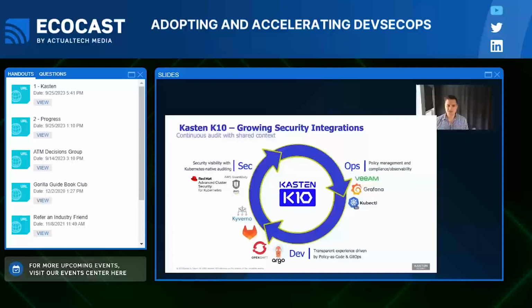So here's our DevSecOps. I didn't mention this in the beginning, and in case everybody on the call doesn't know, DevSecOps is a culture. It is not just a product. You can't buy DevSecOps. I wanted to lay that out here, but Kasten fits in nicely into the picture of DevSecOps.